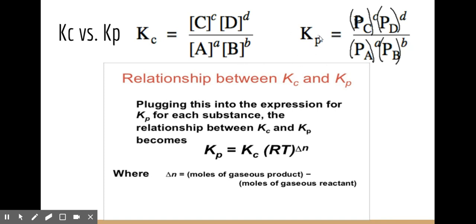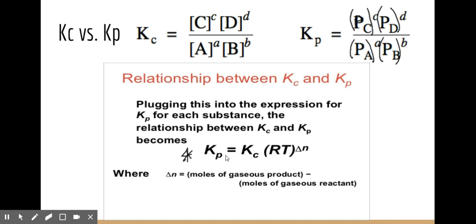Now, if I calculate a KP value, that doesn't automatically mean that that's my KC value. Reason being, pressure and molarity might have the same type of relationship, but they can't be used interchangeably. So if pressure and molarity can't be used interchangeably, then the KP and KC value can't be used interchangeably either. So we have an equation in order to convert between KP and KC. This equation used to be on the equation sheet for older AP exams. It is no longer on the equation sheet. So you have to memorize this.